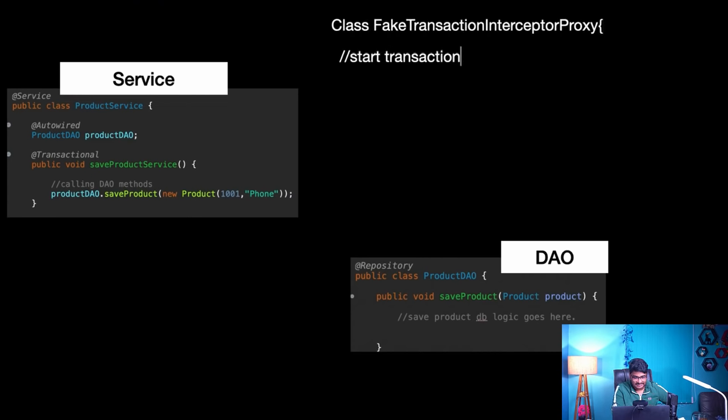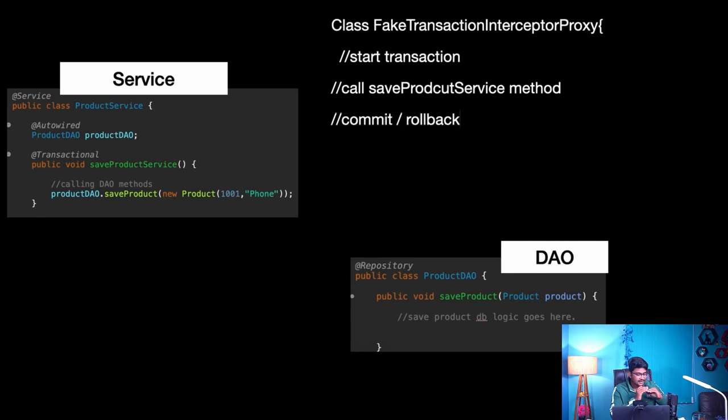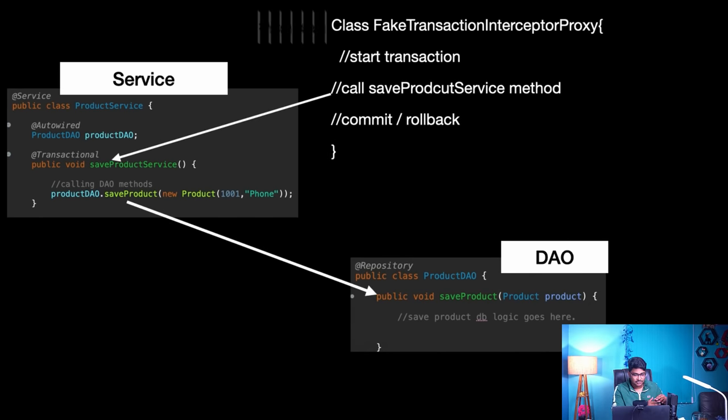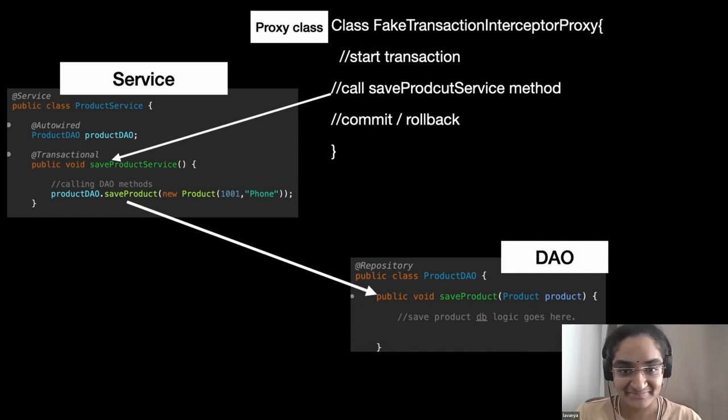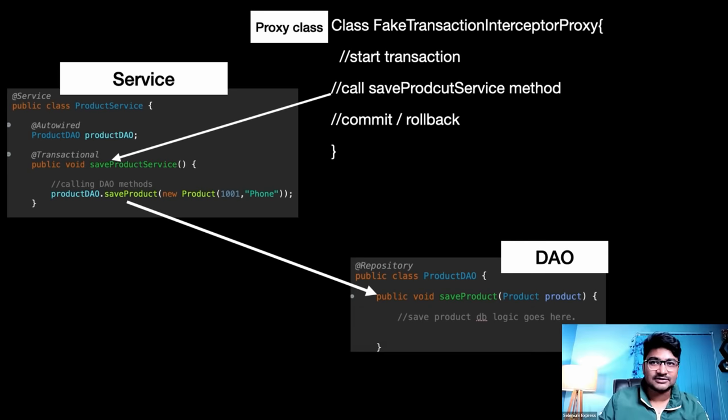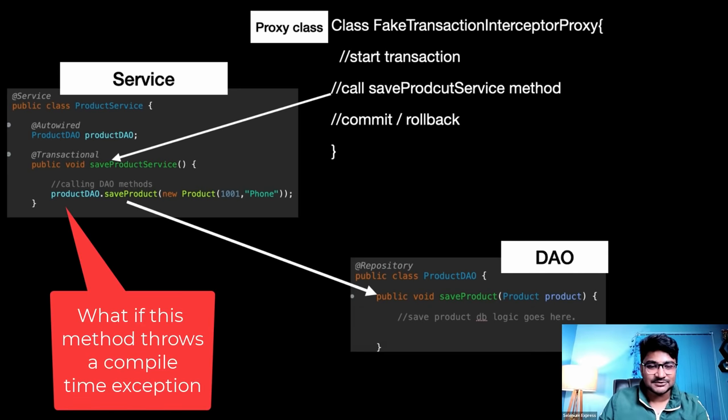And the proxy will be taking care of calling your service method or your repository method. On top of that, it will start the transaction and it will commit the transaction, right? If something goes wrong, it will roll back the transaction. So nothing bad will happen in case any exception occurs. Which kind of exception? Runtime or compile time? Runtime exceptions. What will happen if it throws a compile time exception?